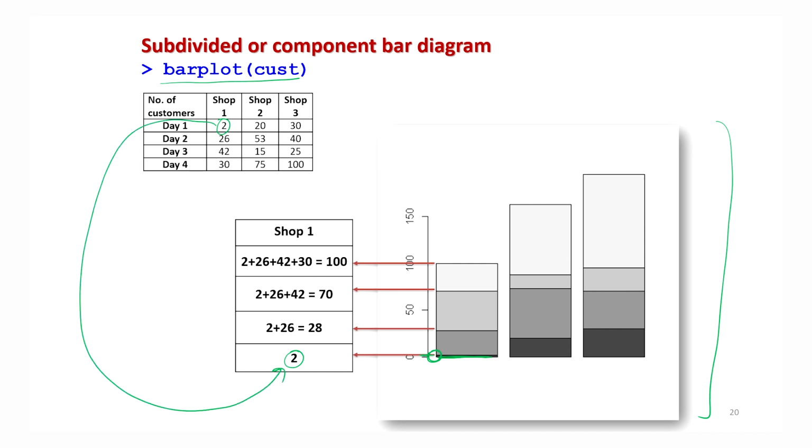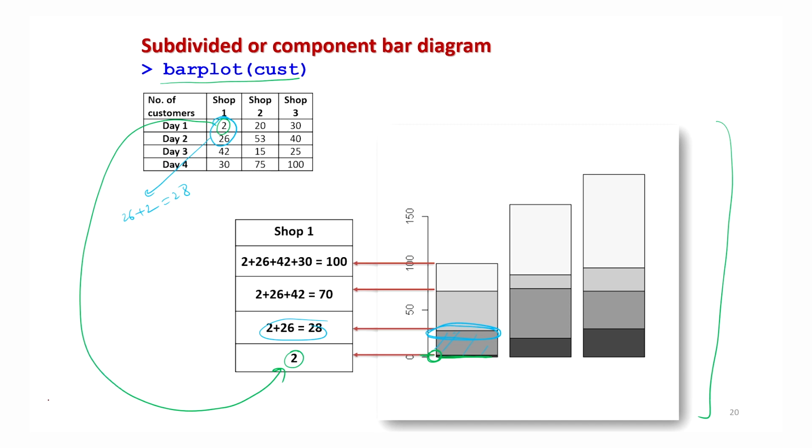Right. Now on day 1 and day 2 together, if you try to see how many customers have come, there are 26 plus 2 customers, which is equal to 28. So this 28 is plotted here on the second bar. This is always indicating the value 2 plus 26, which is equal to 28.